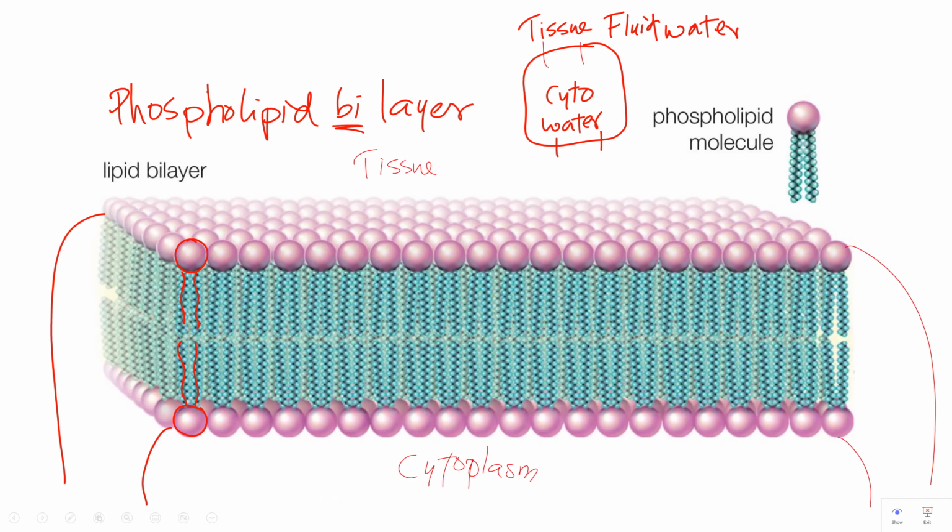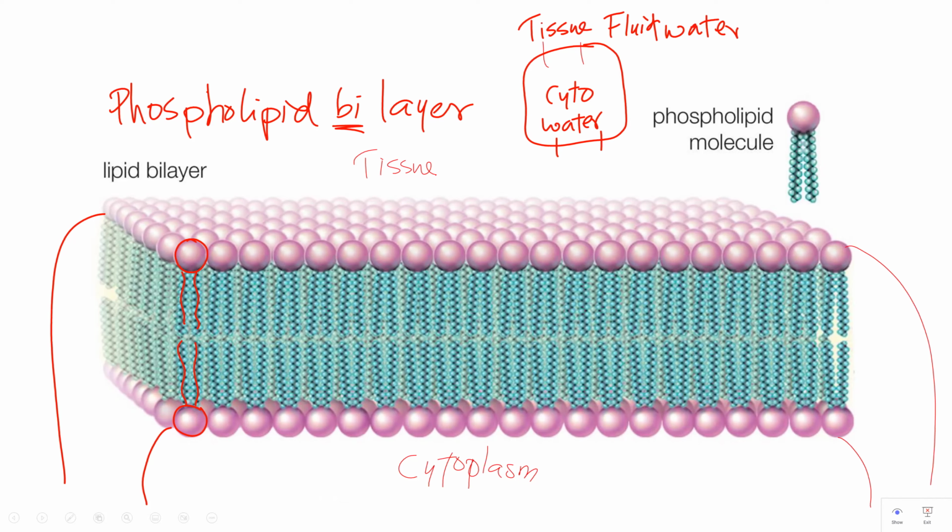So how many layers of phospholipids are there and how are they oriented, organized? Heads of both the layers are facing either tissue fluid or cytoplasm. Where do you find the tails? Between the layers. What do you call the layer? Phospholipid bilayer. So what is the cell membrane made up of? Phospholipid, protein, cholesterol. Okay, three things.